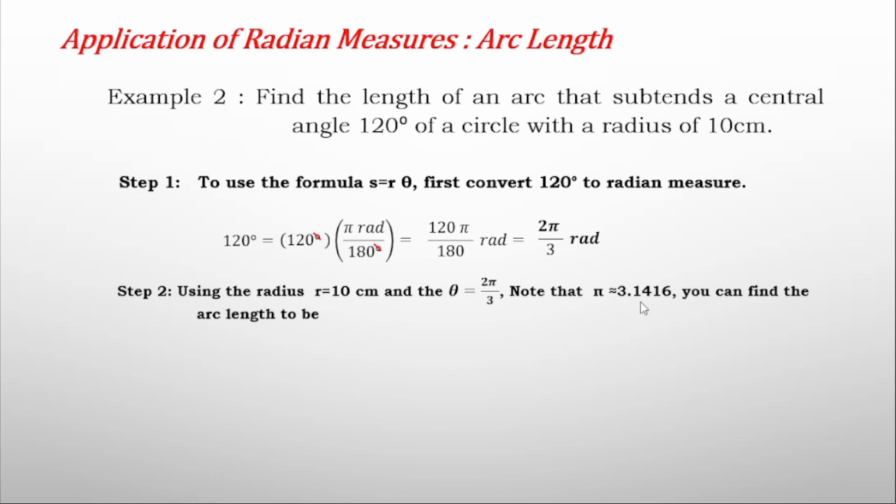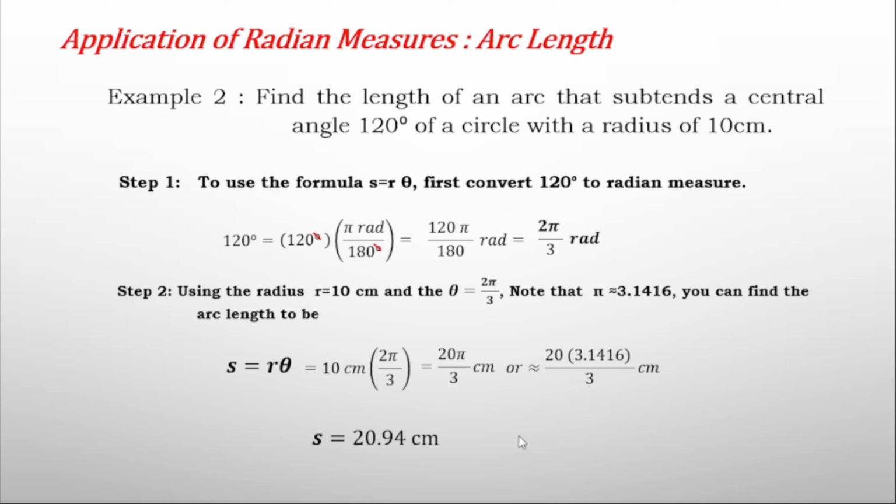Note that pi is equal to 3.1416. You can find the arc length to be, so s is equal to radius times theta. So that is why we now have 10 centimeter times 2 pi over 3. So we are going to multiply 10 centimeter times 2 pi. Approximately, by multiplying 20 by the value of pi, which is 3.1416, the arc length of a circle that subtends a central angle of 120 degrees with a radius of 10 centimeter is equal to 20.94 centimeter.